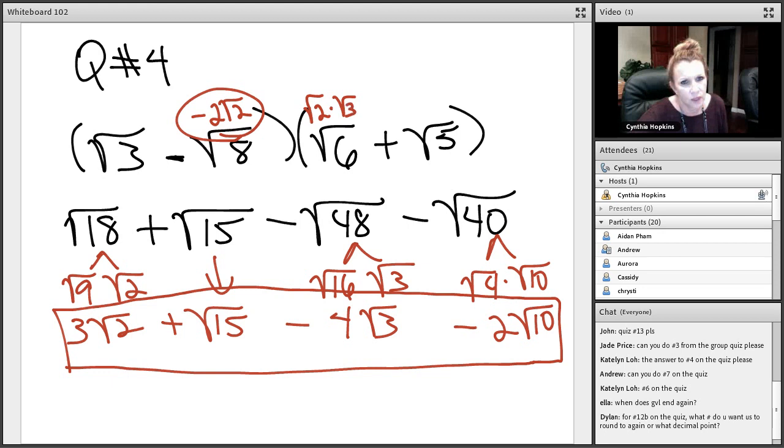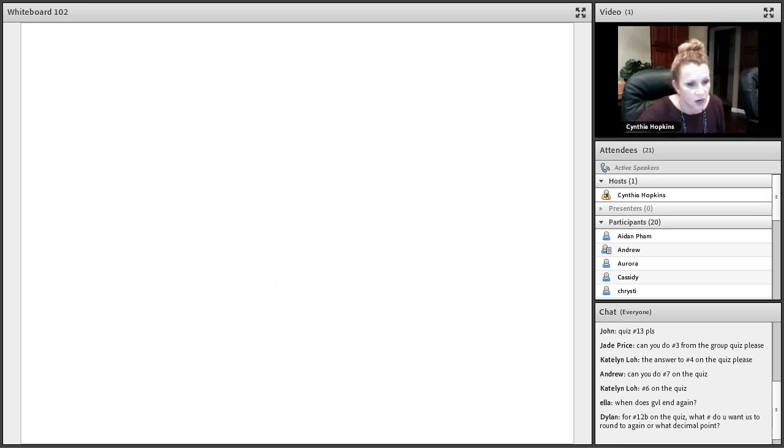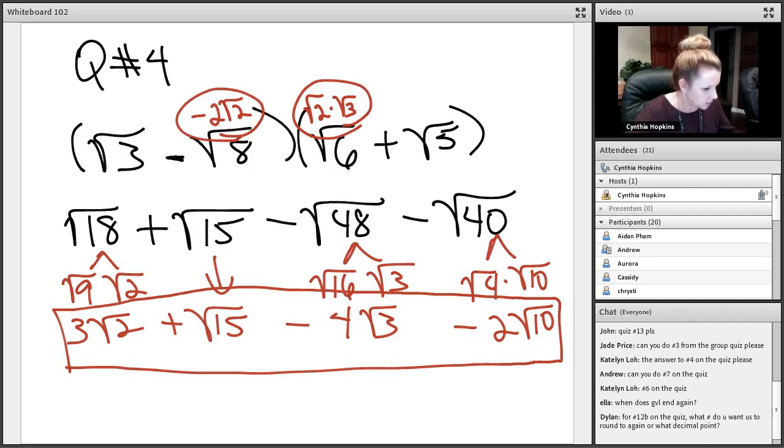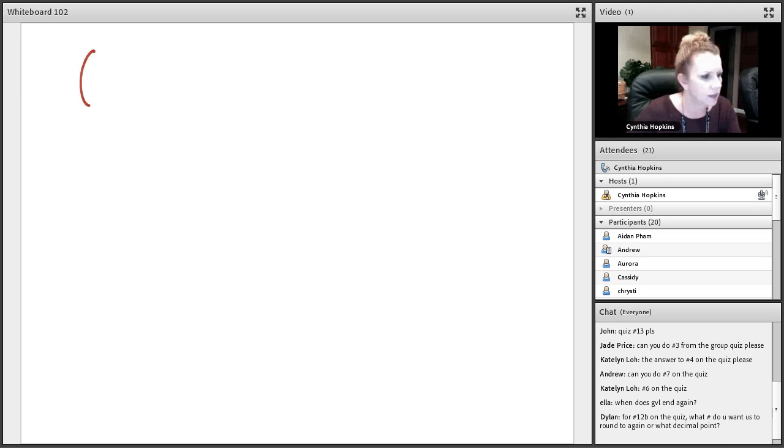Do we all agree that the square root of 2 times the square root of 3 is the square root of 6? All right. I need to rewrite that because I didn't have enough room. I'm going to read it from my quiz. All right, square root of 3 minus 2 rad 2.